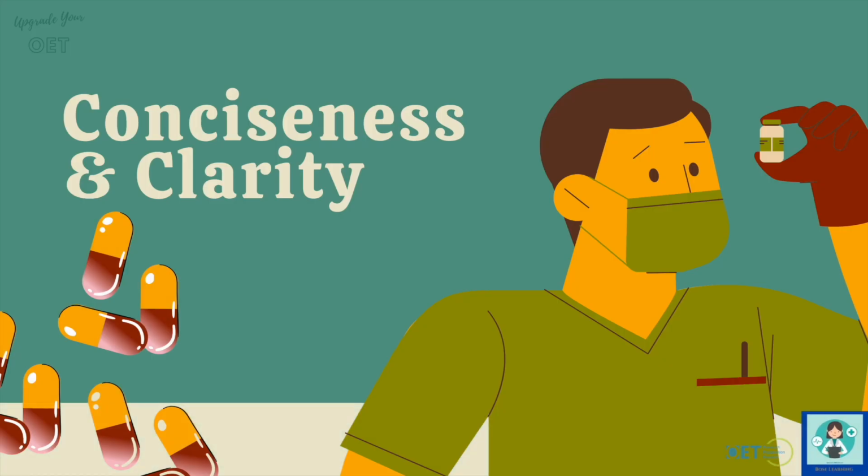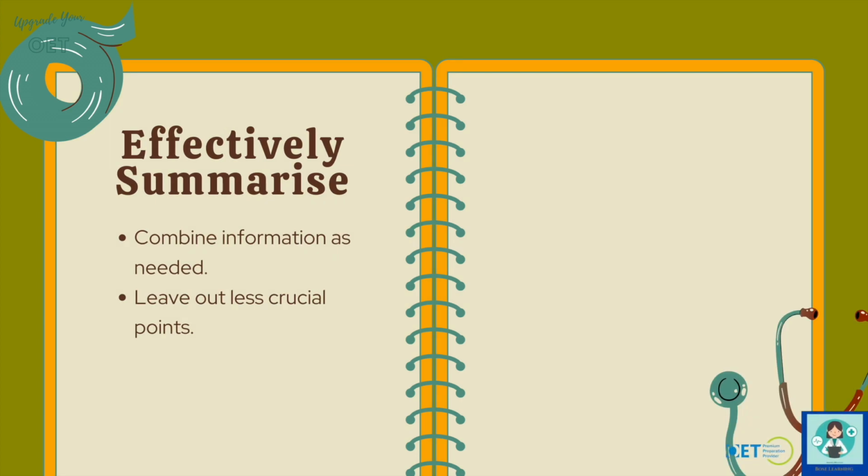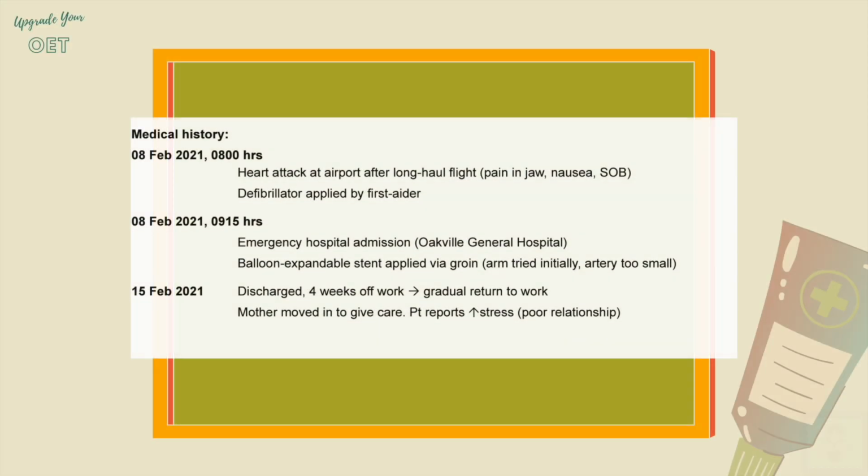We'll come back a little bit more to content and arranging the content, but I just want to focus on conciseness and clarity next because this is the next criterion. And here, again, the idea is that you're effectively summarising the information. You're combining things as you need to, and you're making sure that anything not so crucial is left out because you're being kind to the reader.